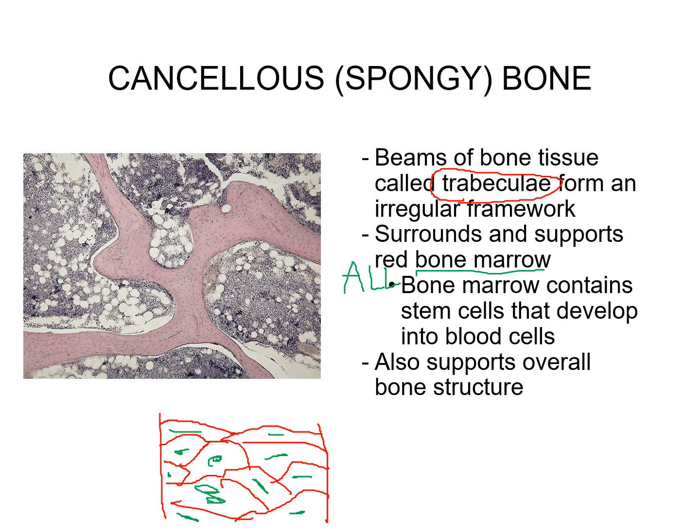But one important thing that your red bone marrow does is, as you can see, it develops all of your blood cells. So not just your red blood cells, but also your white blood cells, also your platelets. So that is spongy bone.